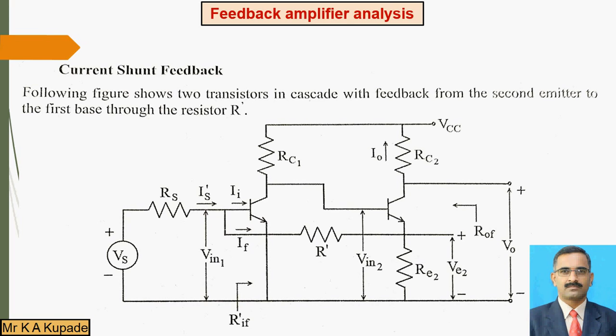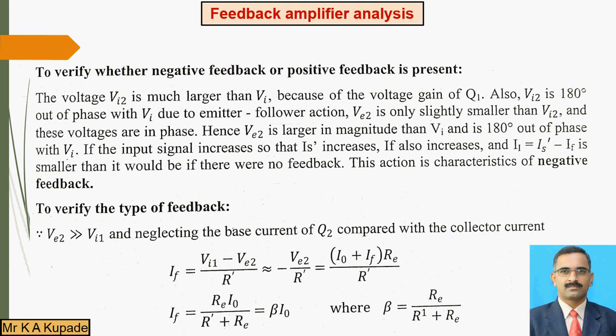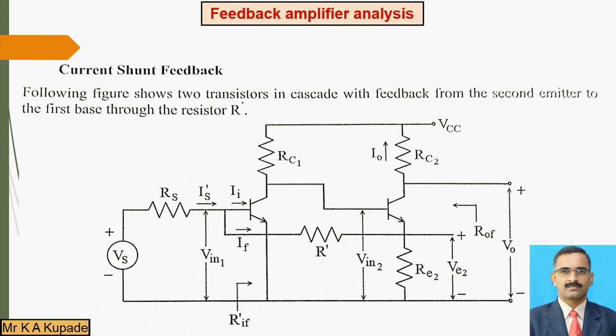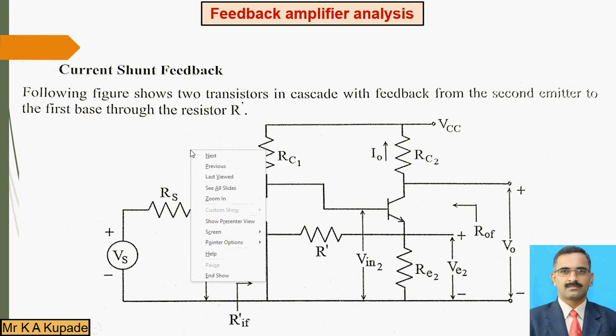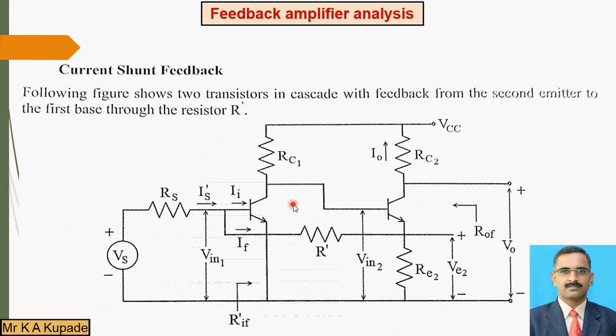Here also we are going to follow the same steps, as well as the Thevenin and Norton equivalent models, and by using KCL and KVL we are going to calculate the characteristics: the gain of the feedback amplifier, the input resistance with feedback, and the output resistance with feedback.